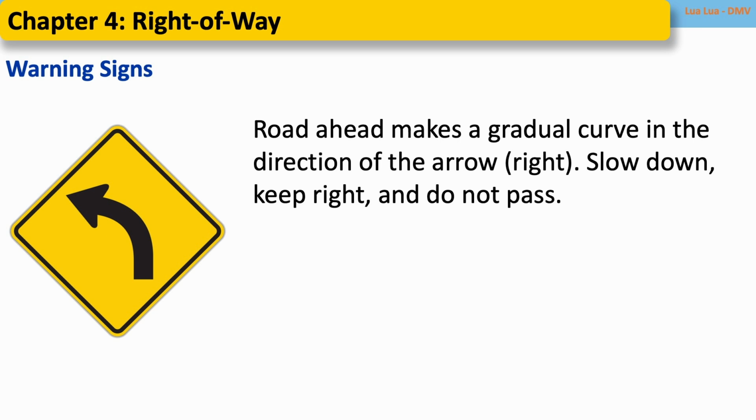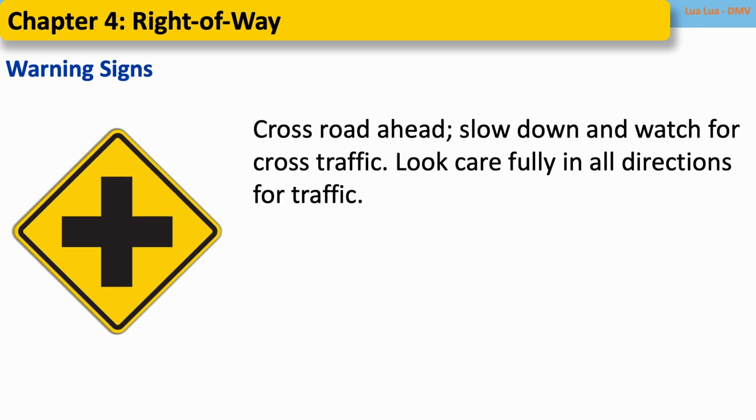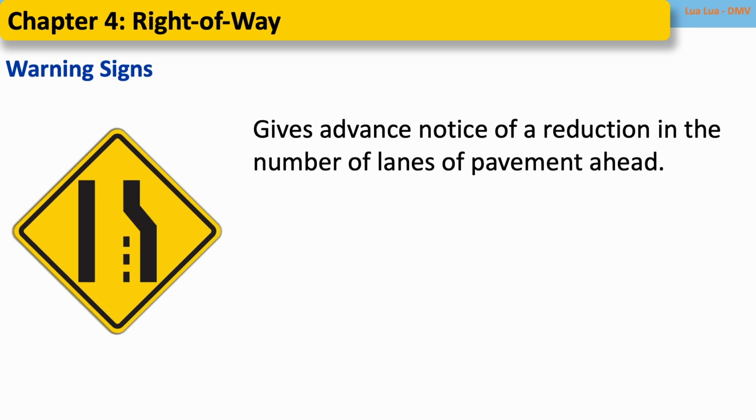Road ahead makes a gradual curve in the direction of the arrow, right. Slow down, keep right, and do not pass. Cross road ahead. Slow down and watch for cross traffic. Look carefully in all directions for traffic. Gives advance notice of a reduction in the number of lanes of pavement ahead.